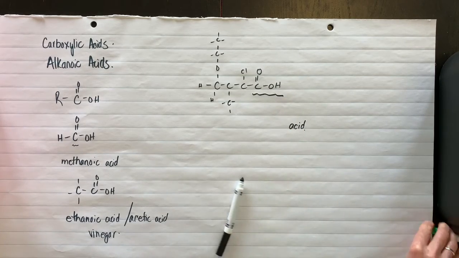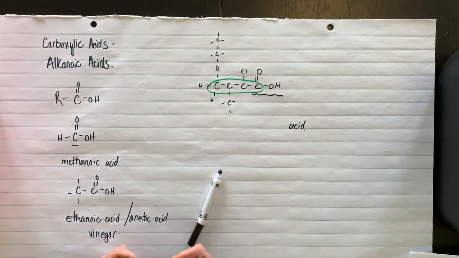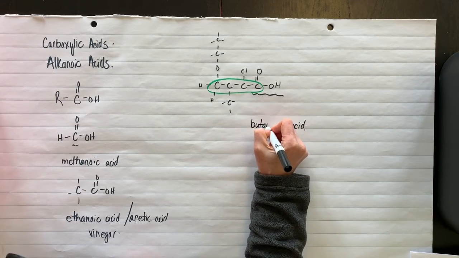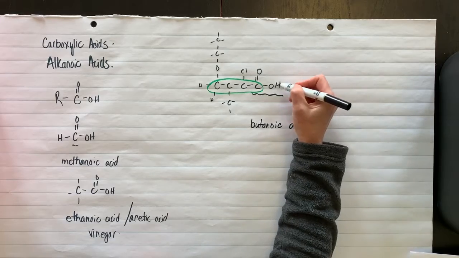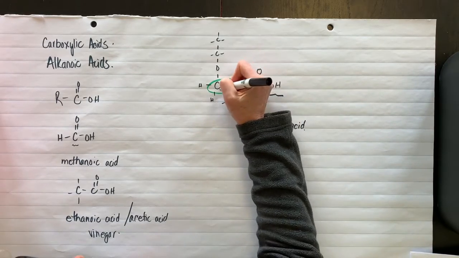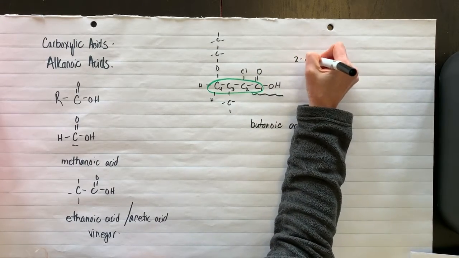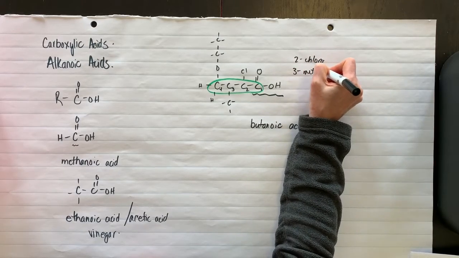How many carbons are in the parent chain? Well, this is a parent chain of my acid. So I'm going to call that a butanoic acid. So it's a butanoic acid. And what do I have on my butanoic acid? Well, this is carbon number 1, carbon 2, carbon 3, and this is carbon 4. Off carbon number 2, I have a chloro. Off carbon number 3, I have a methyl.